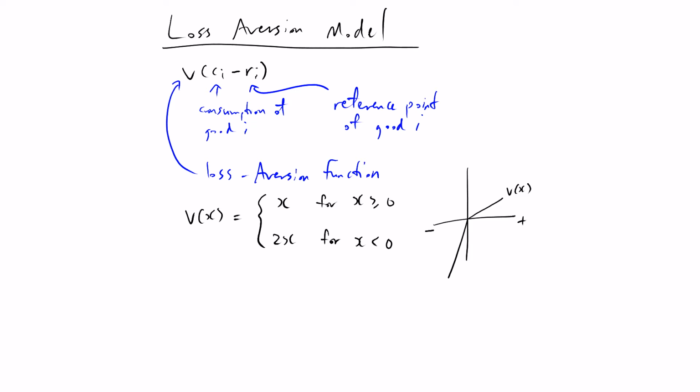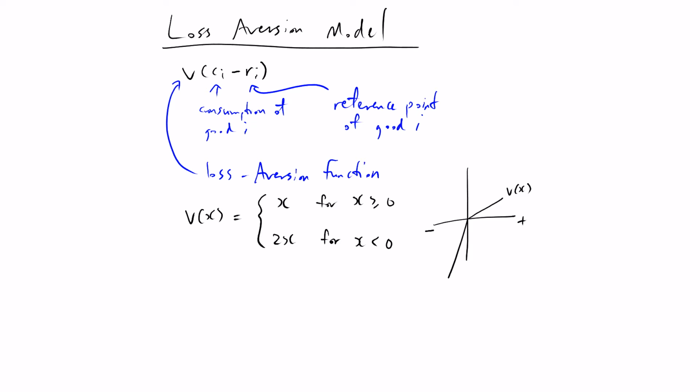Remember, we just recall that prospect theory has three parts: loss aversion, risk aversion in the gain domain and risk loving in the loss domain, and probability weighting. This particular function only captures loss aversion.